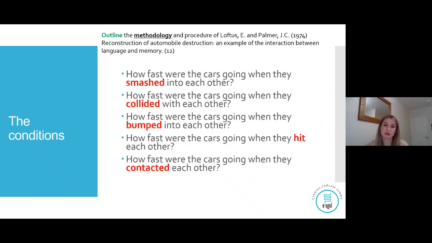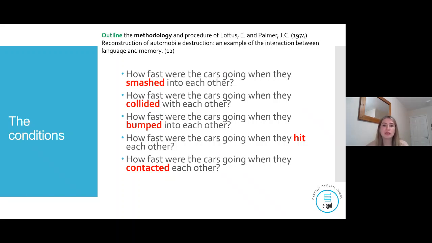And these are the critical questions. The difference, okay, so our independent variable, what we change, is the verb in the critical question. So how fast were the cars going when they smashed into each other, collided into each other, bumped into each other, hit each other, and contacted each other? And what Loftus wanted to know was the connotation of that word.